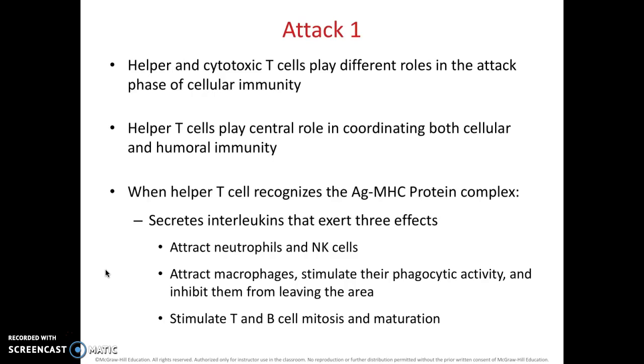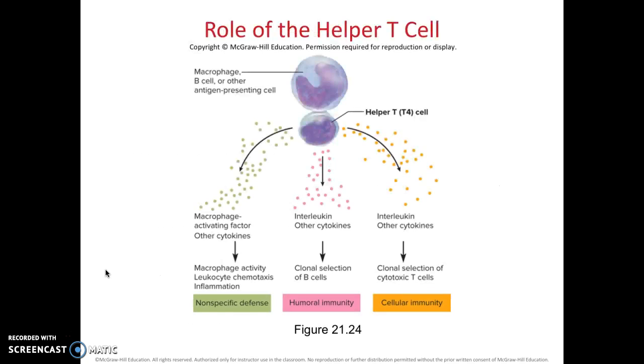They'll also attract macrophages to stimulate their phagocytic activity and inhibit them from leaving the area because you don't want them to go away before their job's done. And then they'll also stimulate T and B cell mitosis and maturation so that you're ready for a larger immune defense. So the role of the helper T cell is threefold, that they can work with the nonspecific innate defense, as well as humoral and cellular immunity.